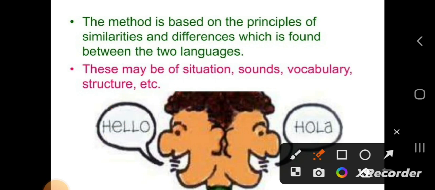Structure. Teachers explain grammatical structures in both languages, pointing out similarities and differences in syntax, verb conjugations, and sentence formation.